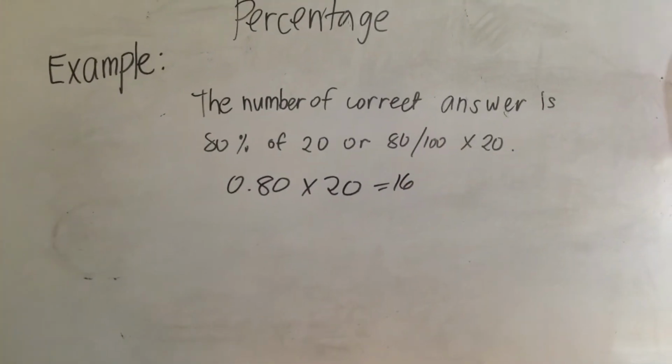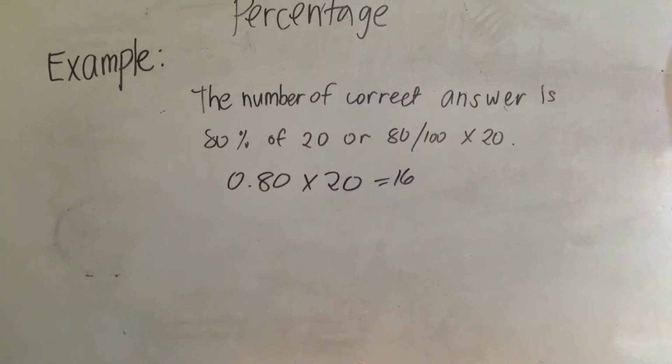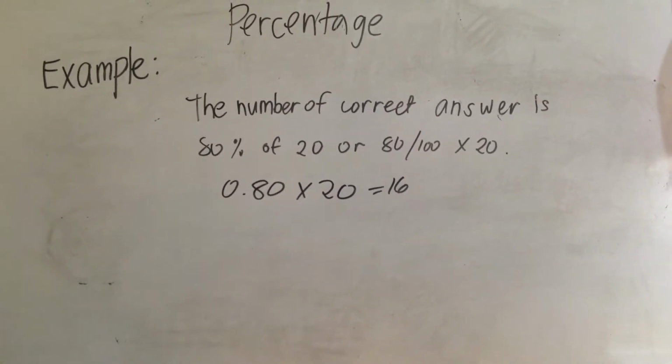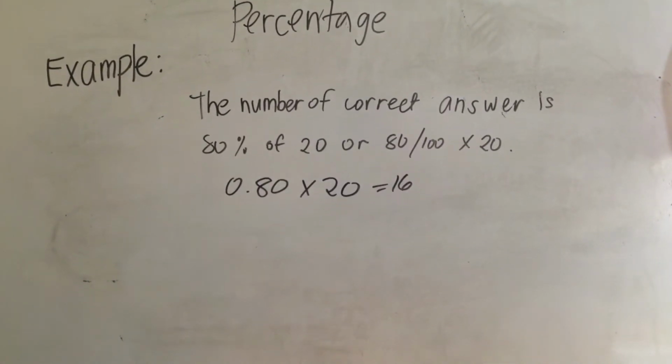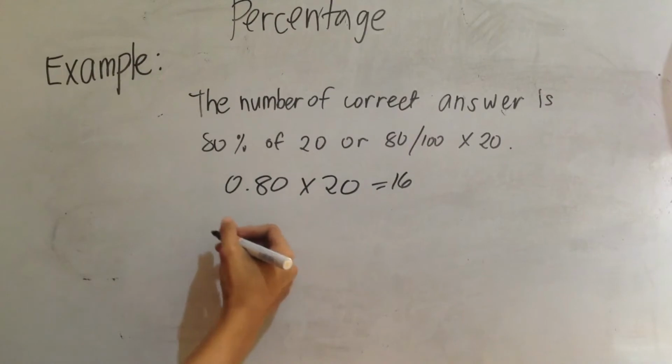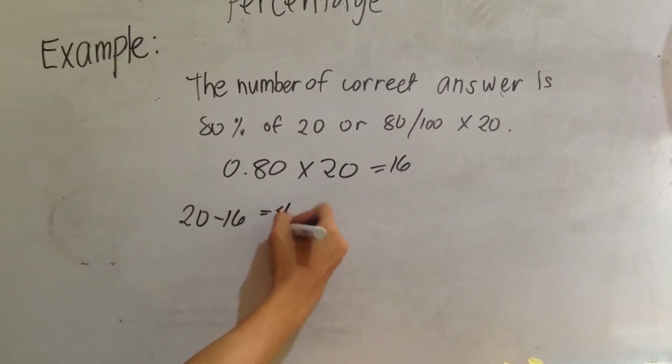Recall that 16 is the percentage. It is the answer you get when you take the percent of a number. Since the test has 20 questions and he got 16 correct answers, the number of questions he missed is 20 minus 16, which is equal to 4.